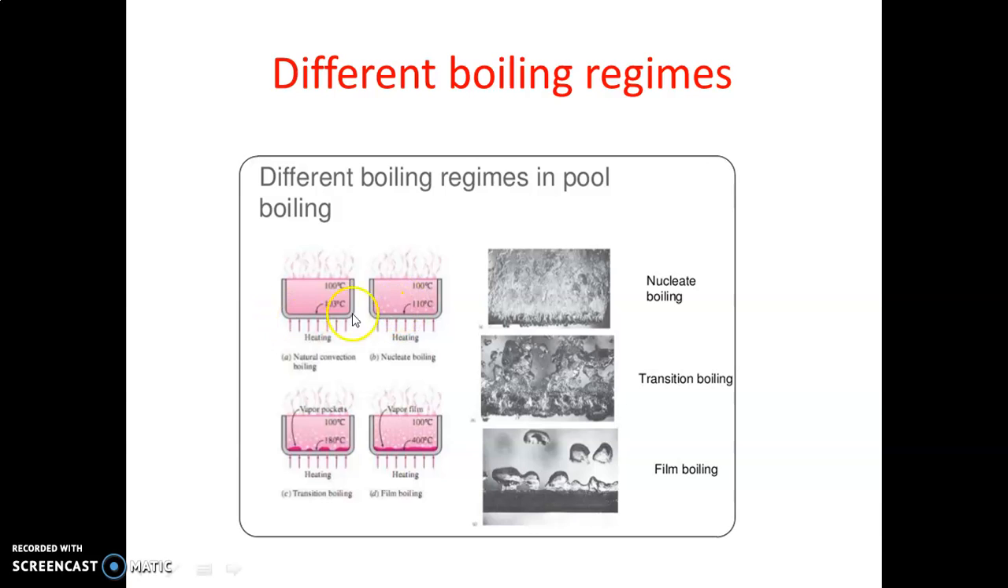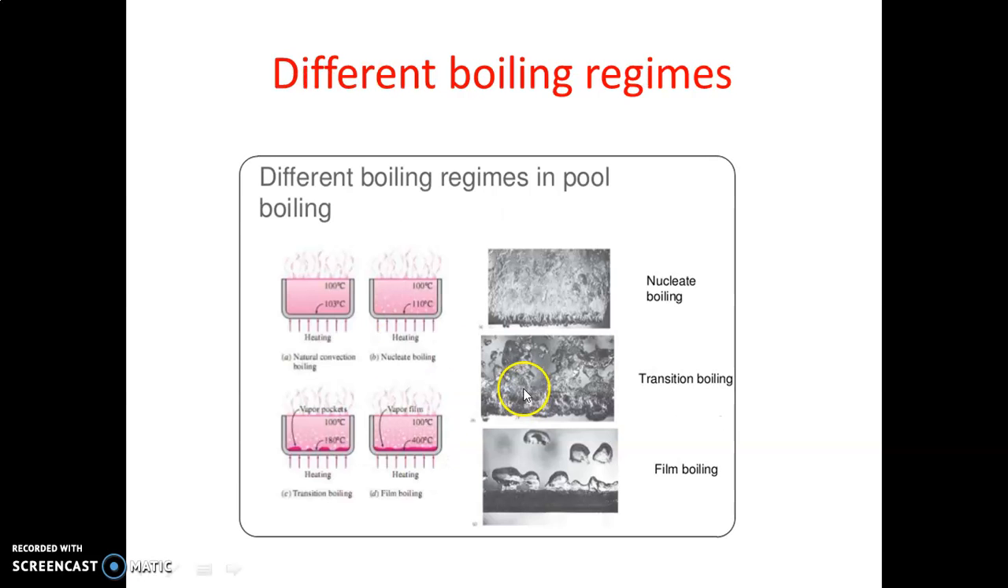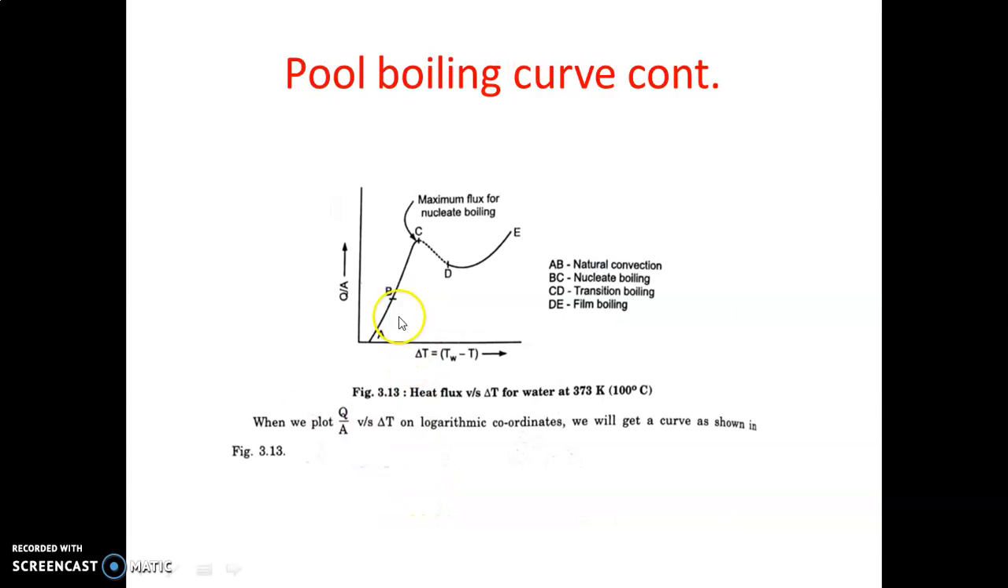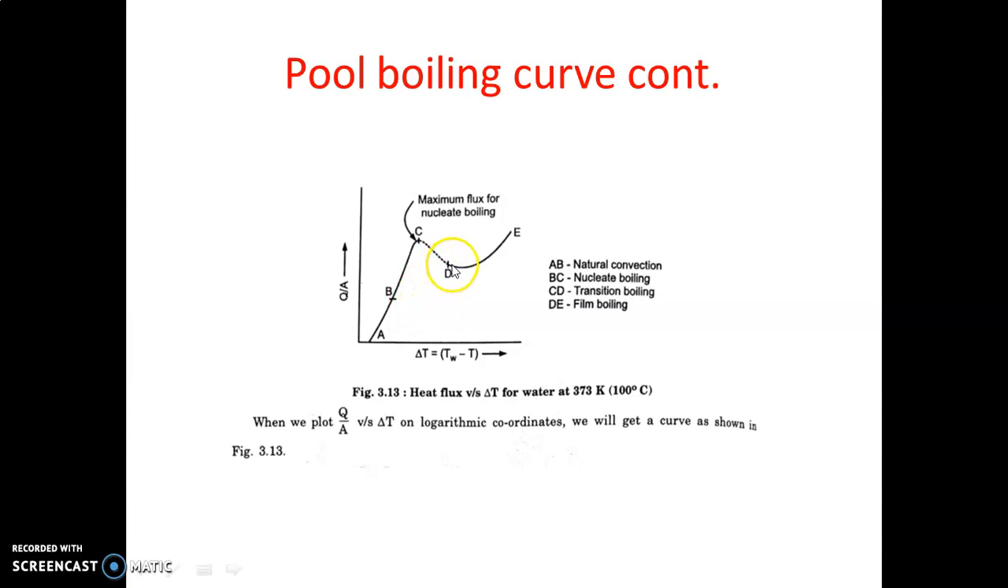So in these two sections it will increase, but here the heat flux is decreased. And again, if we increase that delta T, then we obtain the segment DE. In this segment DE, first the heat transfer flux increases slowly and then it increases rapidly. So here the heat transfer flux is increased slowly and then rapidly.